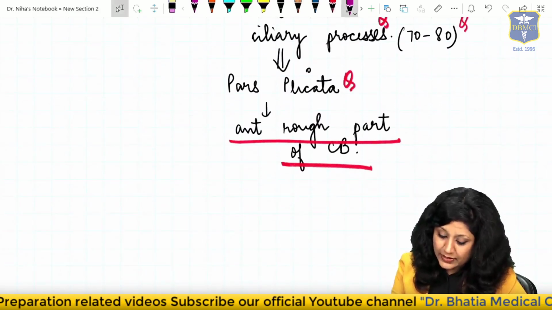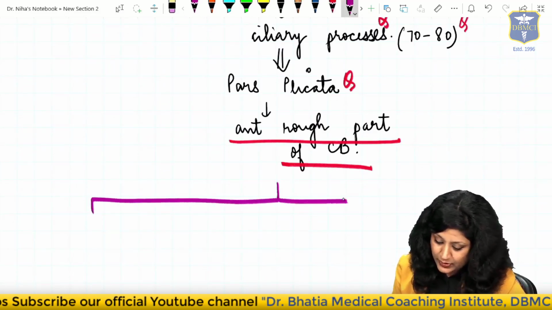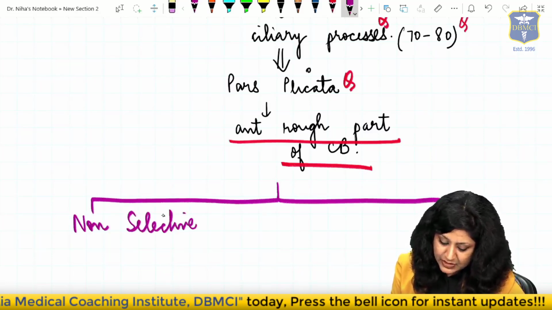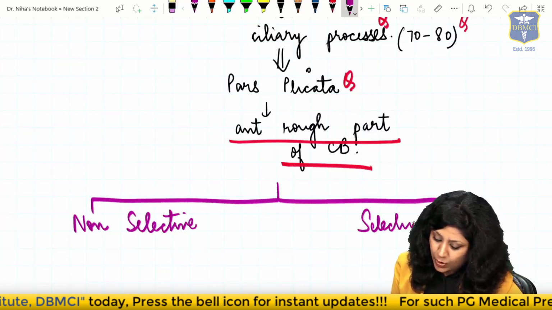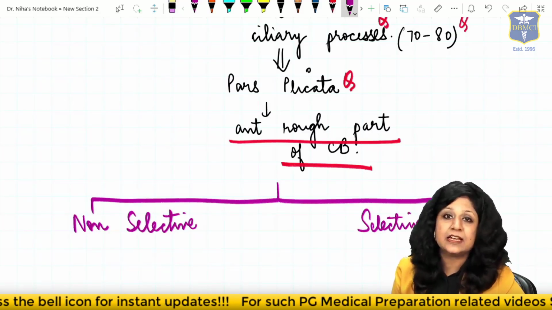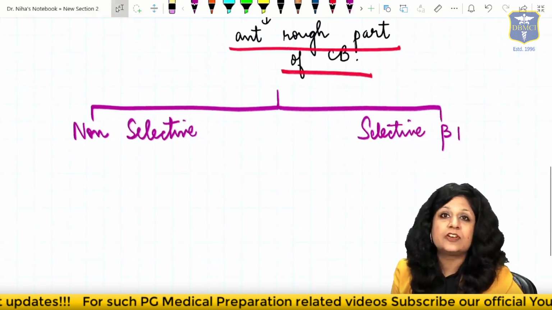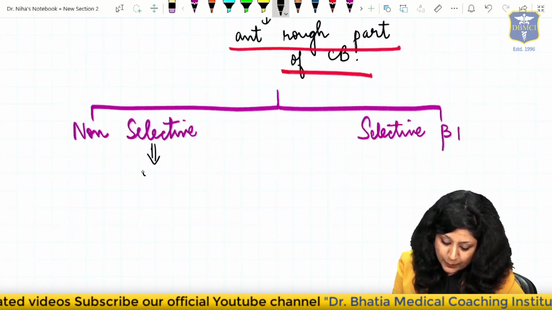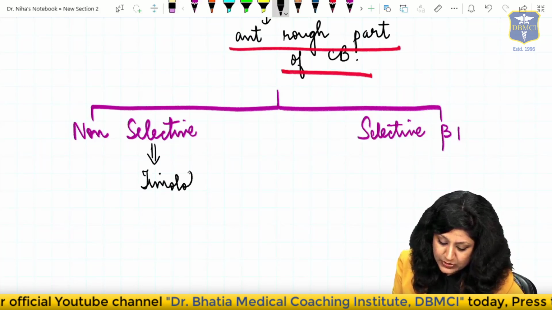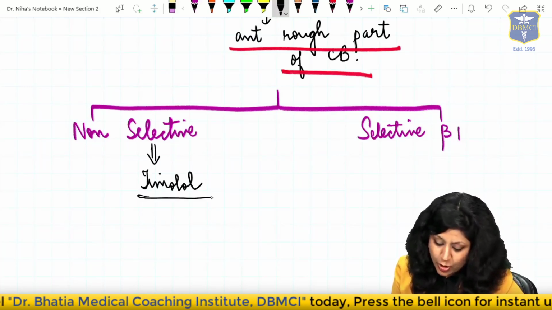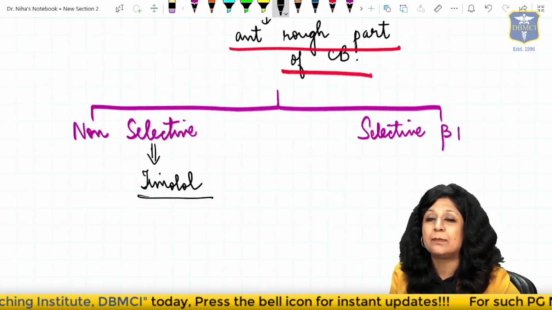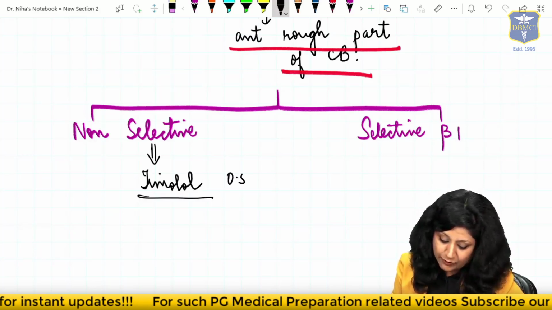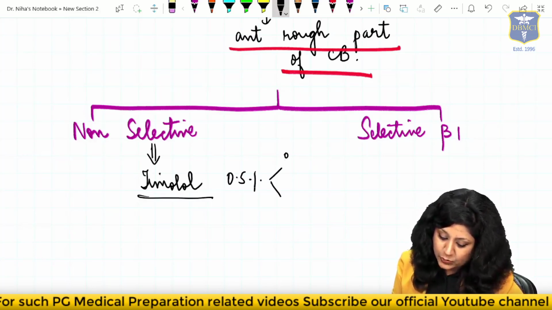Now we can divide these beta blockers into two categories: the non-selective ones, and the selective ones. The selective beta blockers are selective beta 1. Among the non-selective drugs, the most popular is Timolol. Timolol is the most popular non-selective beta blocker and is used most commonly. It is a 0.5% drug, conveniently used 2 times daily.